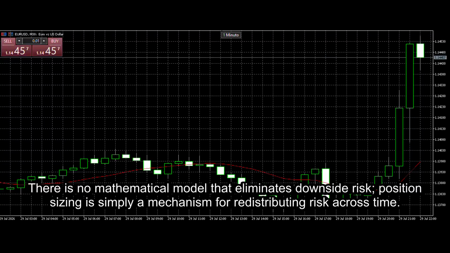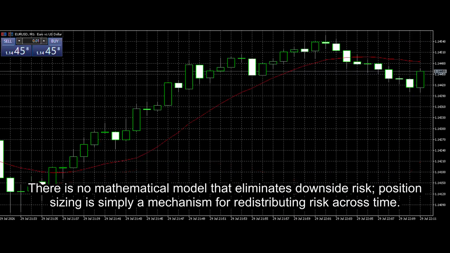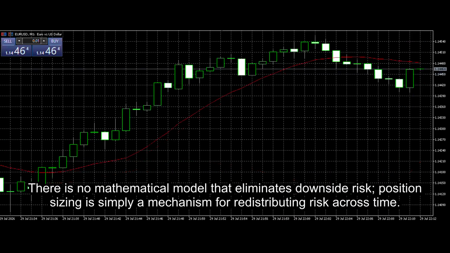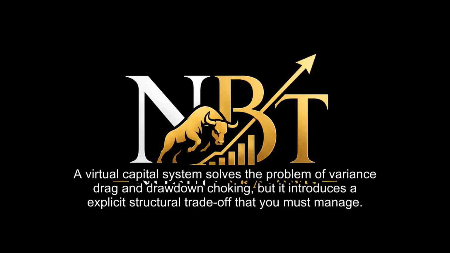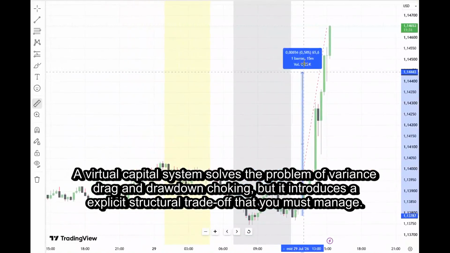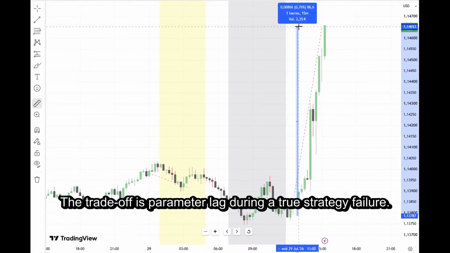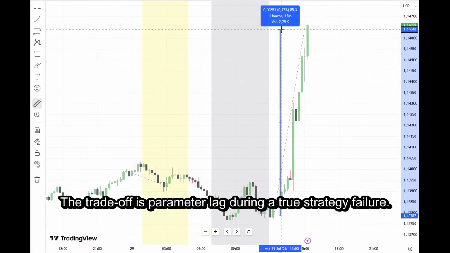There is no mathematical model that eliminates downside risk. Position sizing is simply a mechanism for redistributing risk across time. A virtual capital system solves the problem of variance drag and drawdown choking, but it introduces an explicit structural trade-off that you must manage. The trade-off is parameter lag during a true strategy failure.